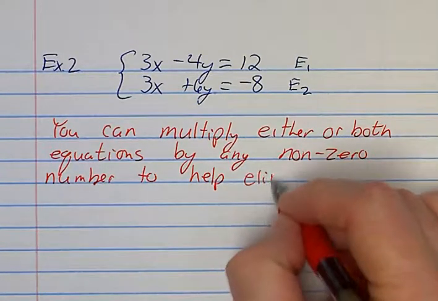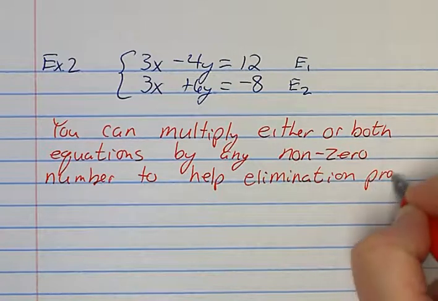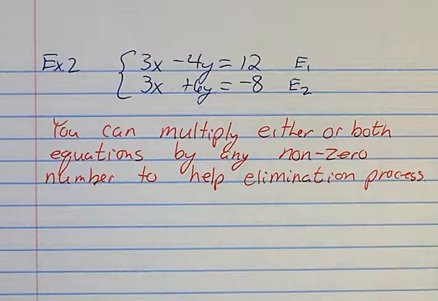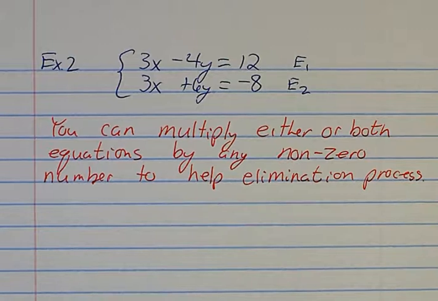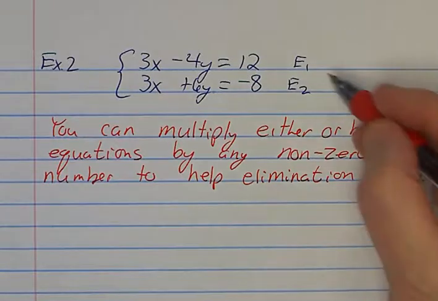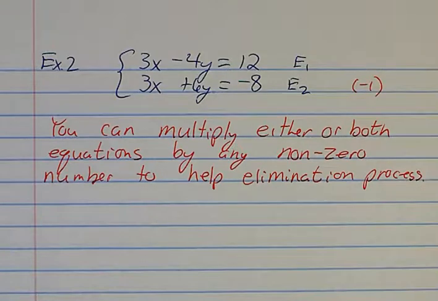To help do the elimination, we'll say elimination process. Okay, so both of these are positive 3. We need one of them to be positive and one of them to be negative. So all we're going to do is pick either one of these two equations, doesn't matter which one, and multiply it by negative 1.